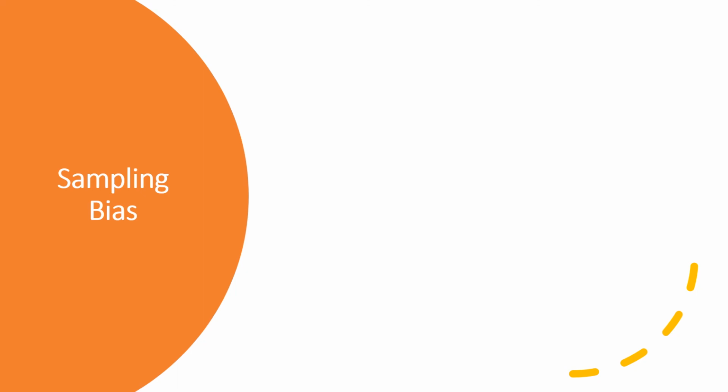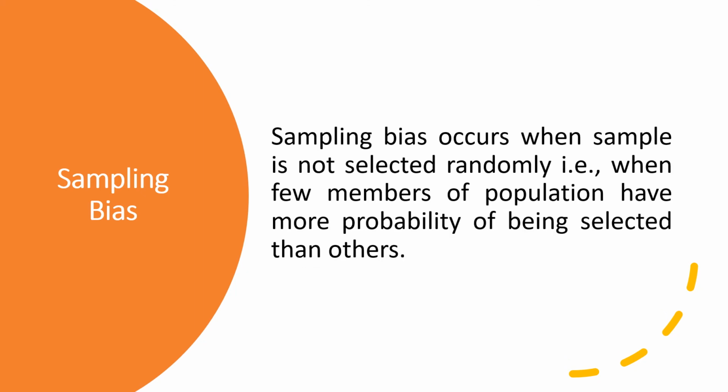What is sampling bias? Sampling bias occurs when the sample is not selected randomly, that is, when a few members of the population have more probability of being selected than others. That means sampling bias is related to the randomness of the selection. If the selection is random, then there is less sampling bias, or if the selection is non-random, then there is sampling bias. In non-probability sampling methods, there are high chances of more sampling bias due to non-randomness of the selection.